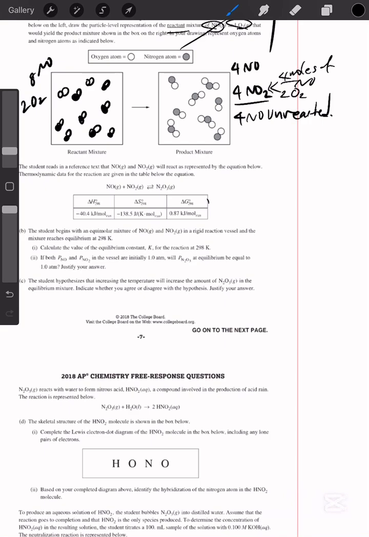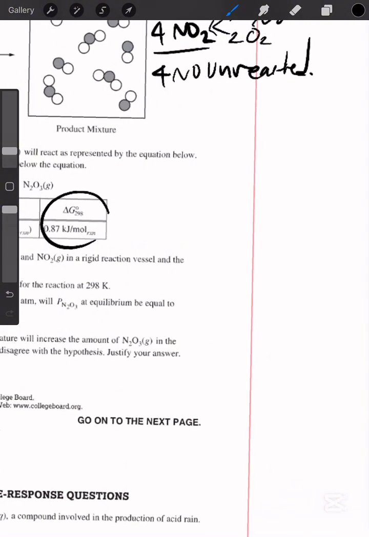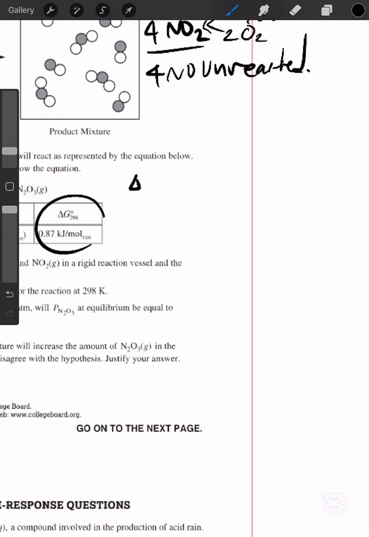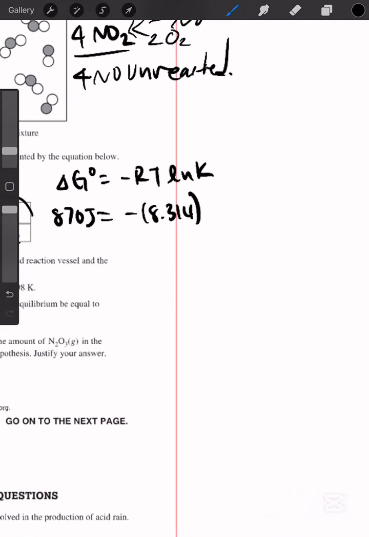And then for this next part, it says to find the equilibrium constant, so we would use the delta G value here, because you're not given any partial pressure, so that doesn't really work. But anyways, you write the equation out, delta G equals negative RT ln K. And then you plug the values in. So 870 joules minus, this is the gas constant, times the temperature, which is given, and the natural log of K, which is what we're trying to find.